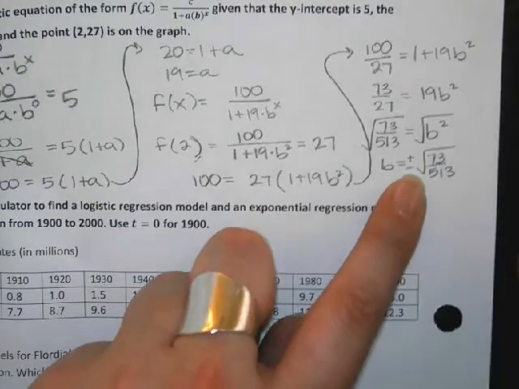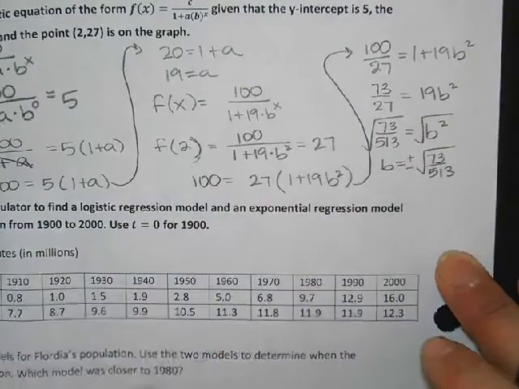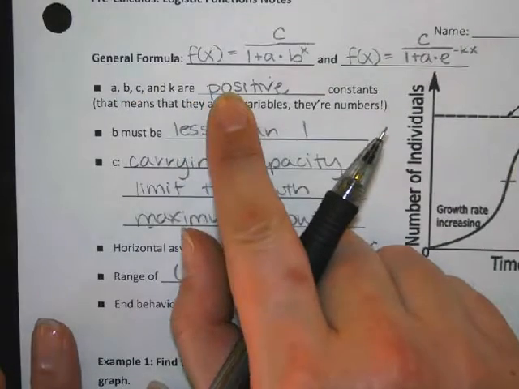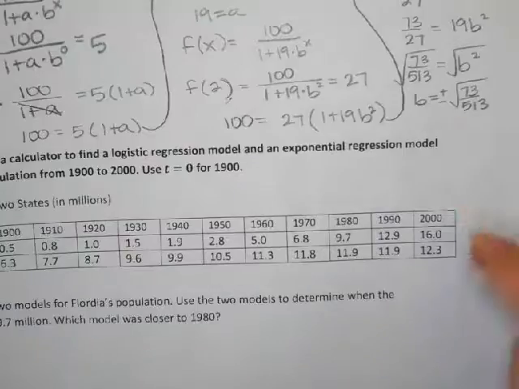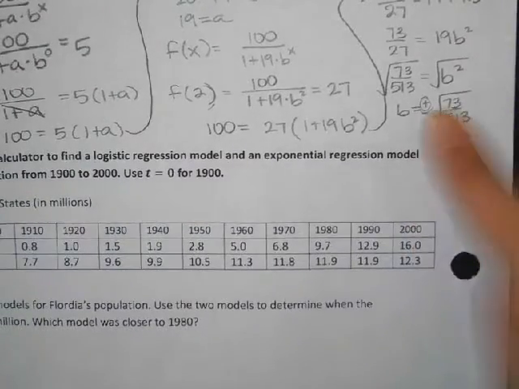But now we have to remember the rules that we have on the front of our notes. So don't flip yours over. I'll flip mine over so you can see it. It says that A, B, C, and K have to be positive values. So we can't do the negative version. That means we have to do the positive version. So I'm just going to circle the positive. That's the one that's going to win in this case.